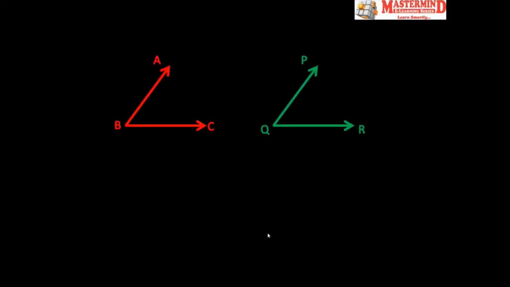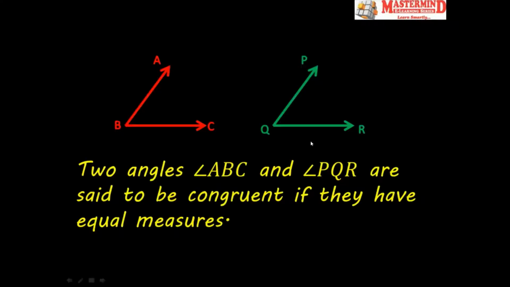Now look at these angles, angle ABC and angle PQR. They are also identical. Now, angles are measured in degrees. So, if these angles have equal measures, then they are said to be congruent. So, we say that two angles, angle ABC and angle PQR, are congruent if they have equal measures.